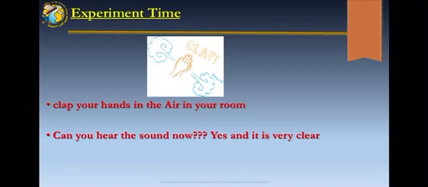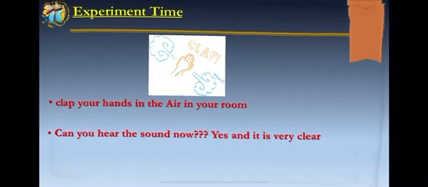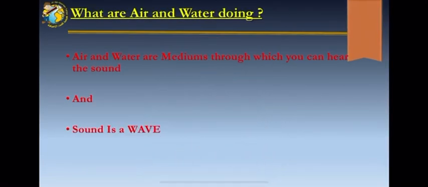When you clap your hands in the air, isn't the sound clear and loud? Yes, it is. So what are the air and water doing here? Air and water are the mediums through which sound is traveling. Sometimes the sound is high, sometimes the sound is low, and sound is a wave. So it means that waves need a medium. Waves need a material through which they can transfer.